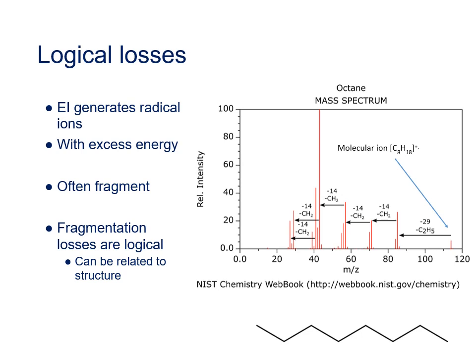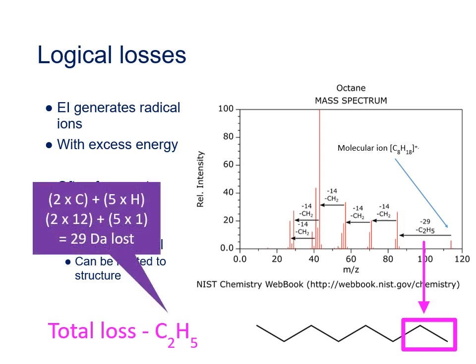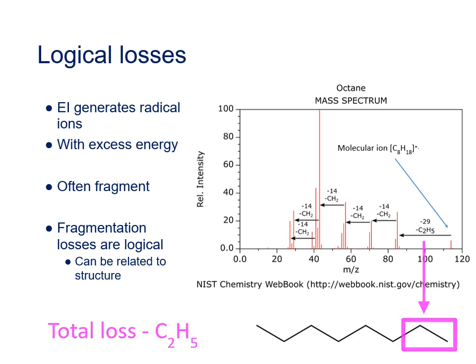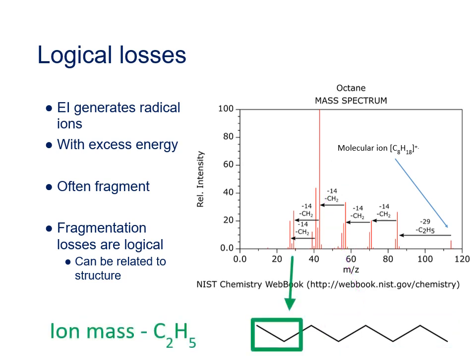Below the molecular ion, the next peak we see is 29 Daltons lower in mass, and this corresponds to the loss of an ethyl group from the main molecule. Then, there are a series of peaks corresponding to the losses of ever larger alkyl fragments, with masses separated by 14 Daltons, this being the nominal mass of the alkane repeat unit, CH2. The final fragment in this series has a mass of 29 Daltons, corresponding to the terminal ethyl group at the other end of the molecule.